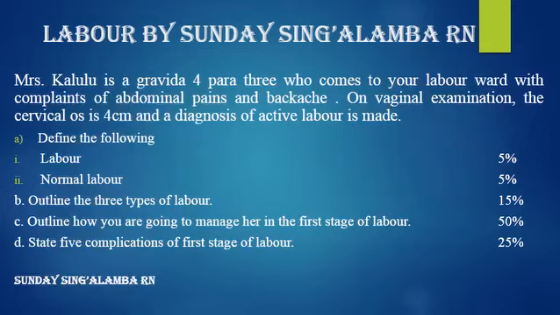Then B, it was saying, outline the 3 types of labor. Marks allocated 15%. There are 3 types of labor. We have normal labor, of which I've defined it. The second type is premature labor. Premature labor is a form of labor that occurs before 37 weeks of gestation.